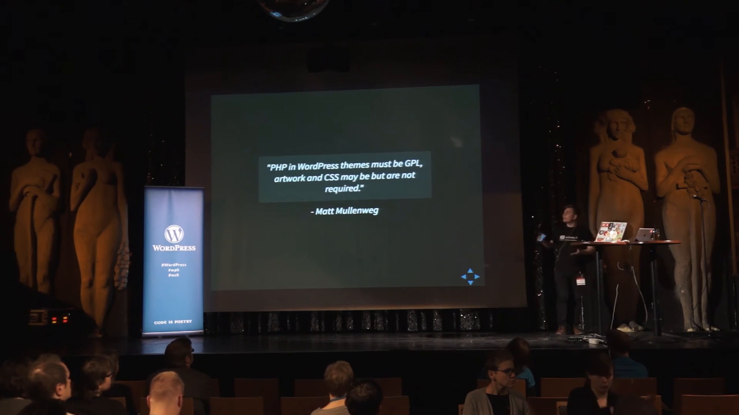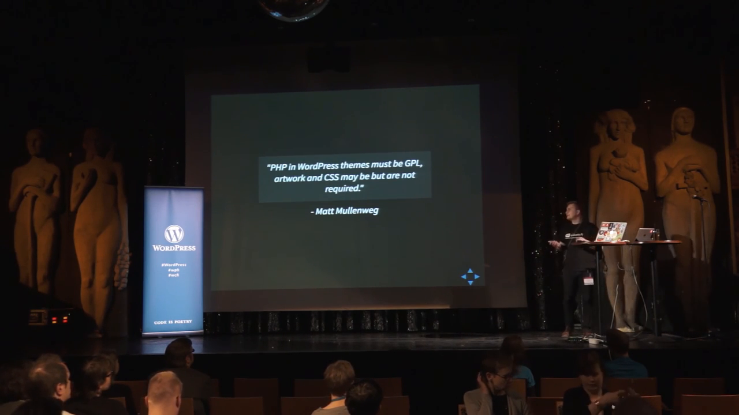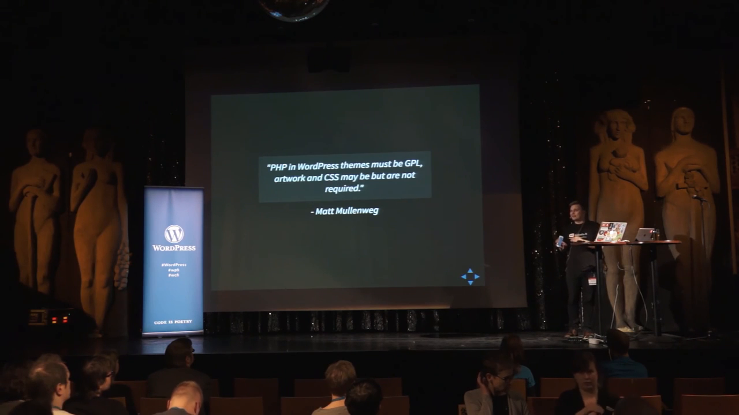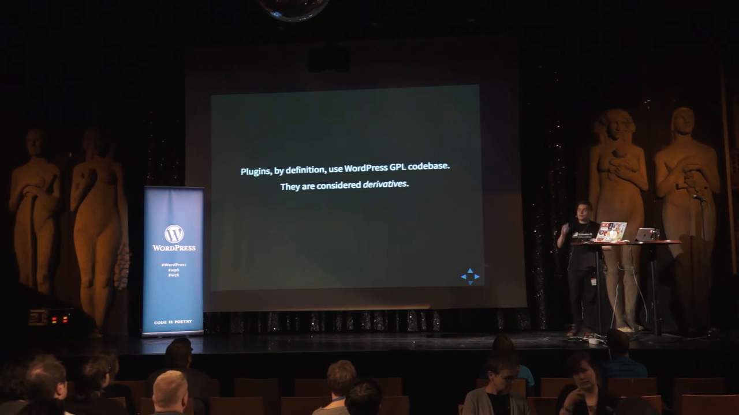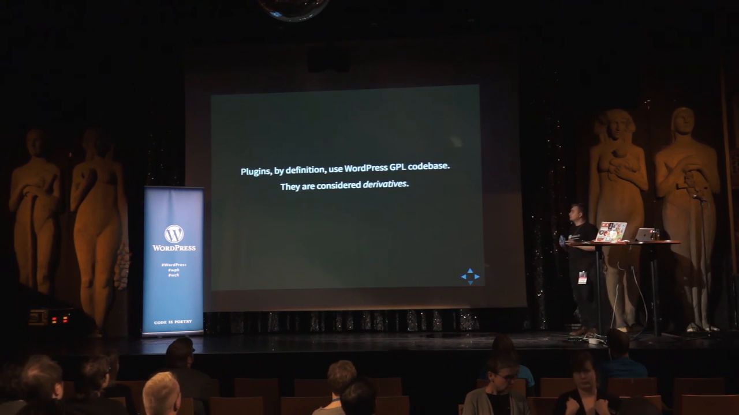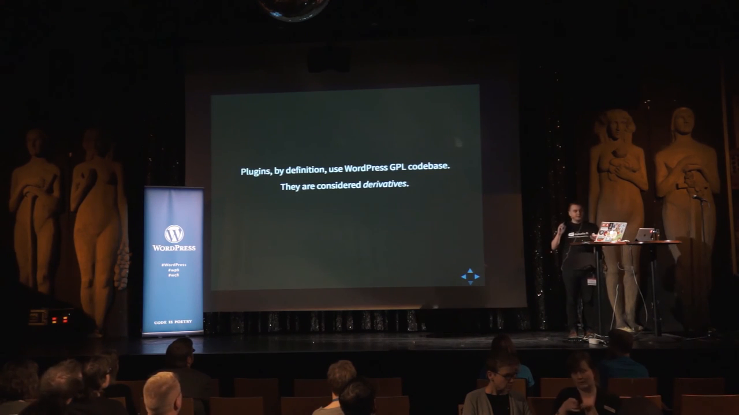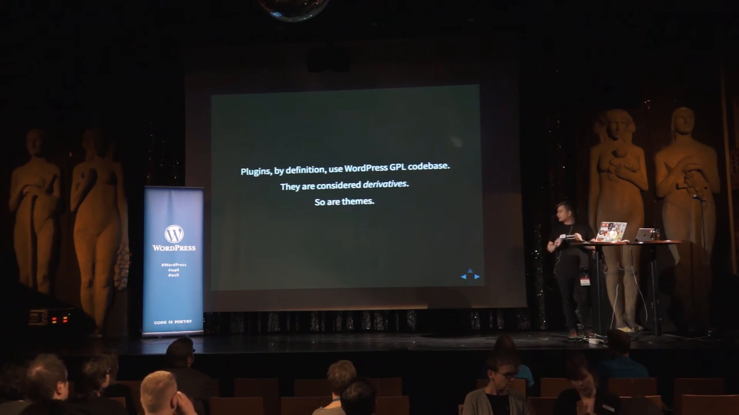And JavaScript back then wasn't that big of a deal. But nowadays, if you just, for example, use the REST API, it's a bit debatable, but I think it should be GPL. Plugins, by definition, use the WordPress GPL code base. So that means they are GPL, and so are themes.